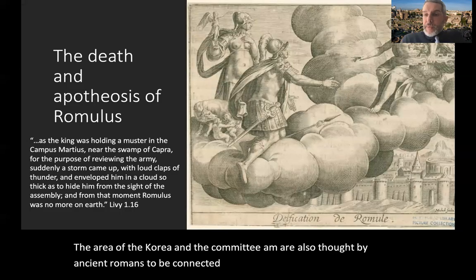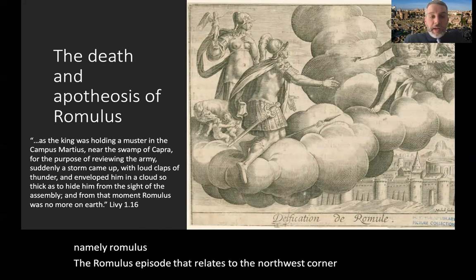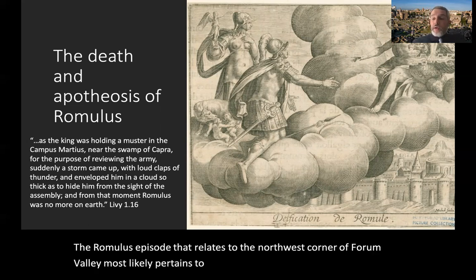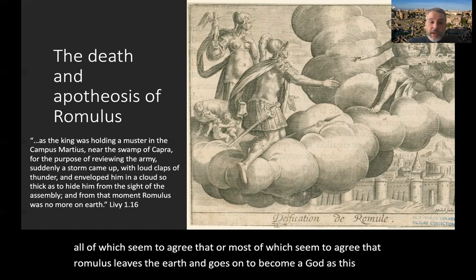The Romulus episode that relates to the northwest corner of the Forum Valley most likely pertains to the episode at the end of Romulus's life, which exists in a couple of different versions in the historical tradition, but all of which, or most of which, seem to agree that Romulus leaves the earth and goes on to become a god, as this drawing of the death and apotheosis of Romulus suggests.